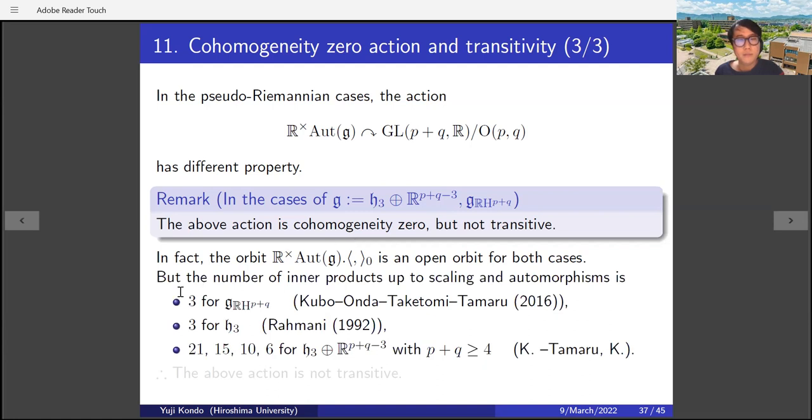But the number of inner products up to scaling and automorphisms is exactly 3 for this Lie algebra, and also 3 for this Lie algebra. And depending on the signatures, the number is 21, 15, 10, or 6 for this Lie algebra. So this means that for these two Lie algebras, this action is not transitive.